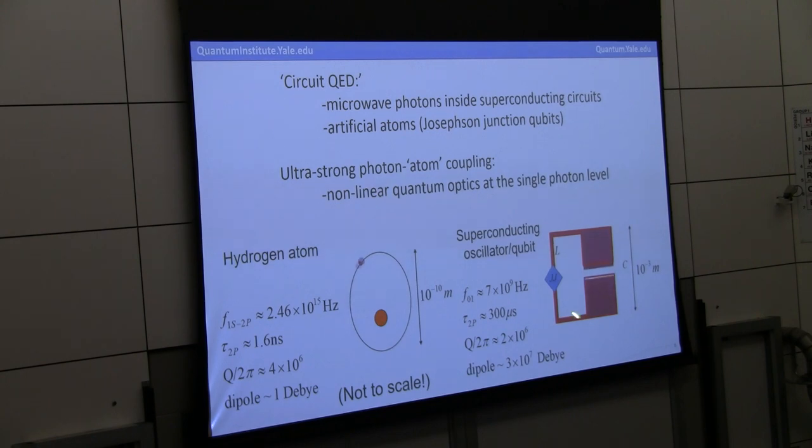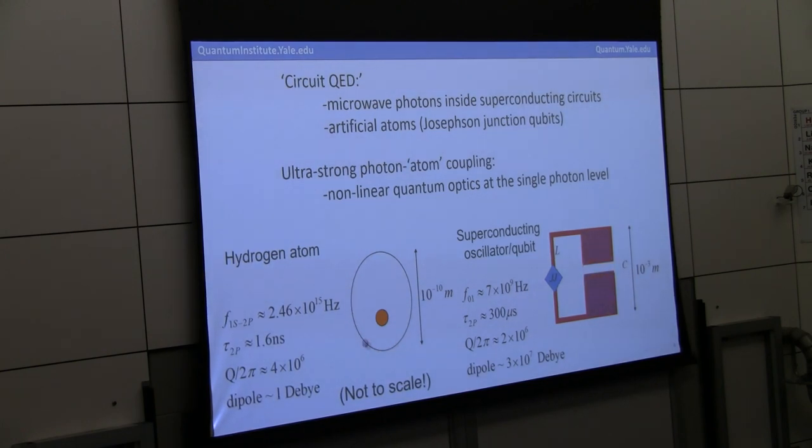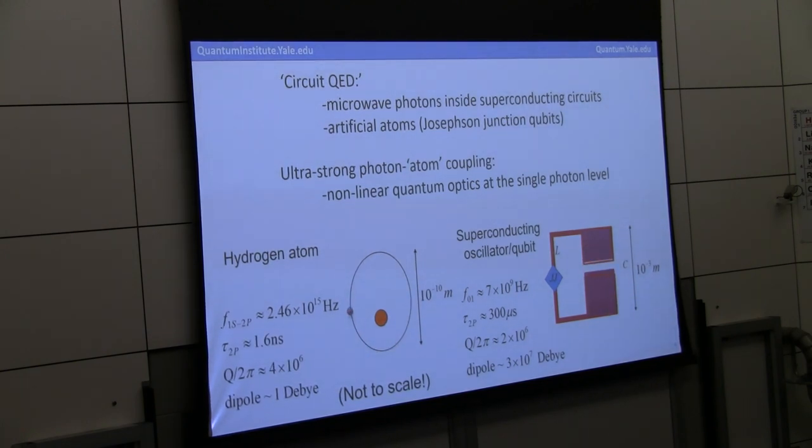Over here, the frequency is about 7 gigahertz. It's in the microwave. The lifetime is about 300 microseconds. The Q is about 2 million. And the transition dipole is 30 million debye.